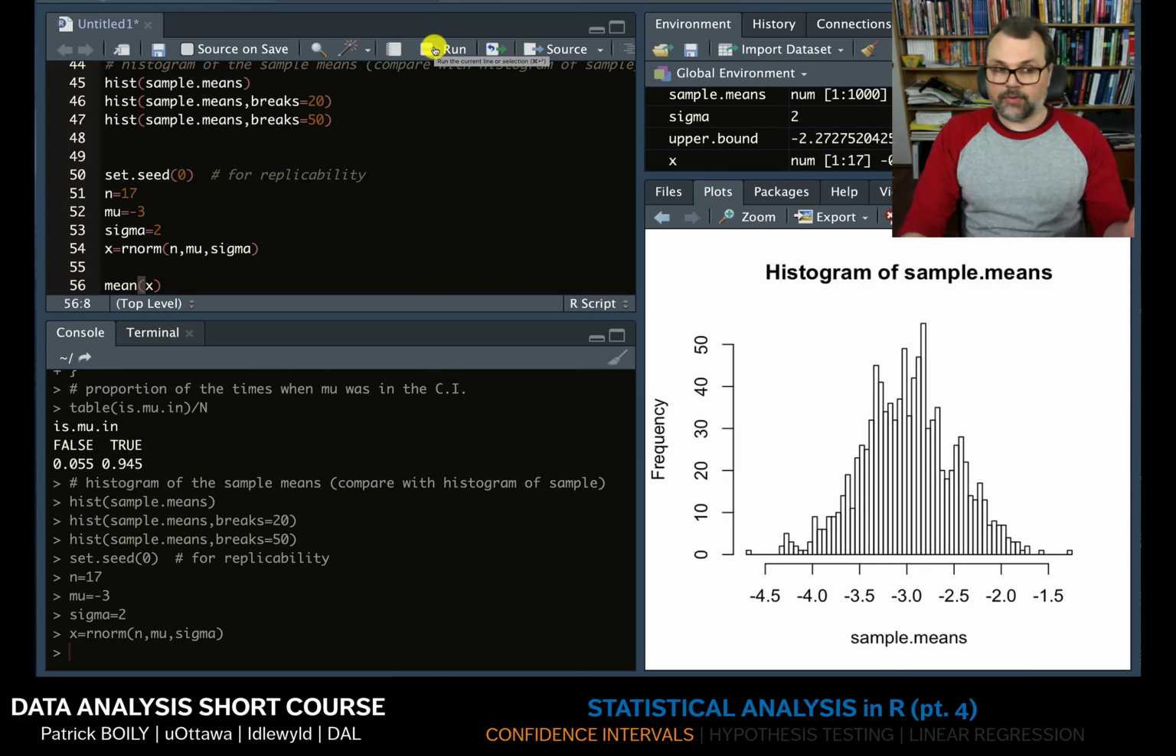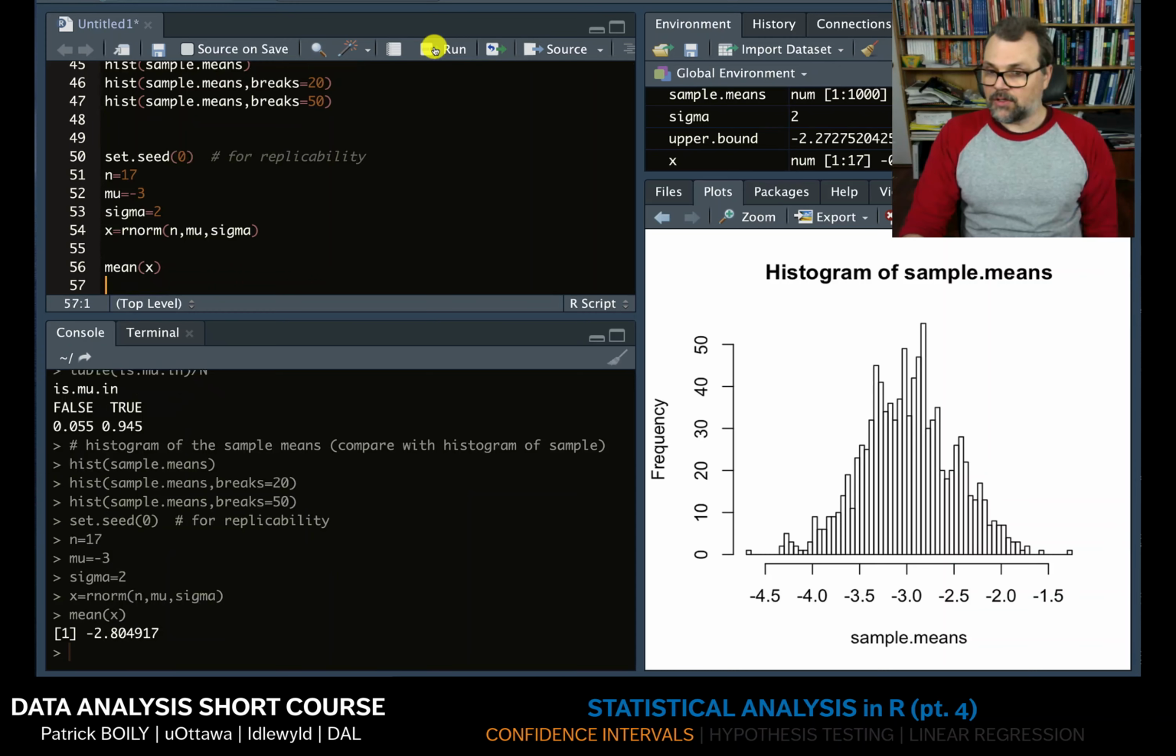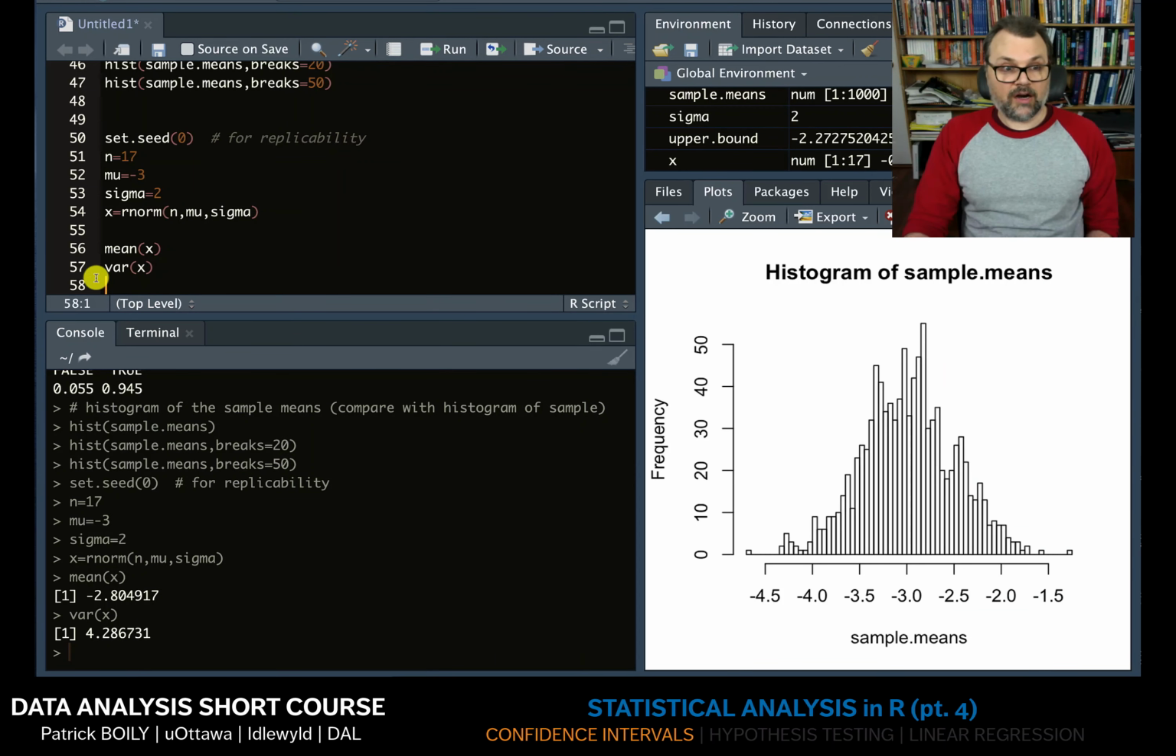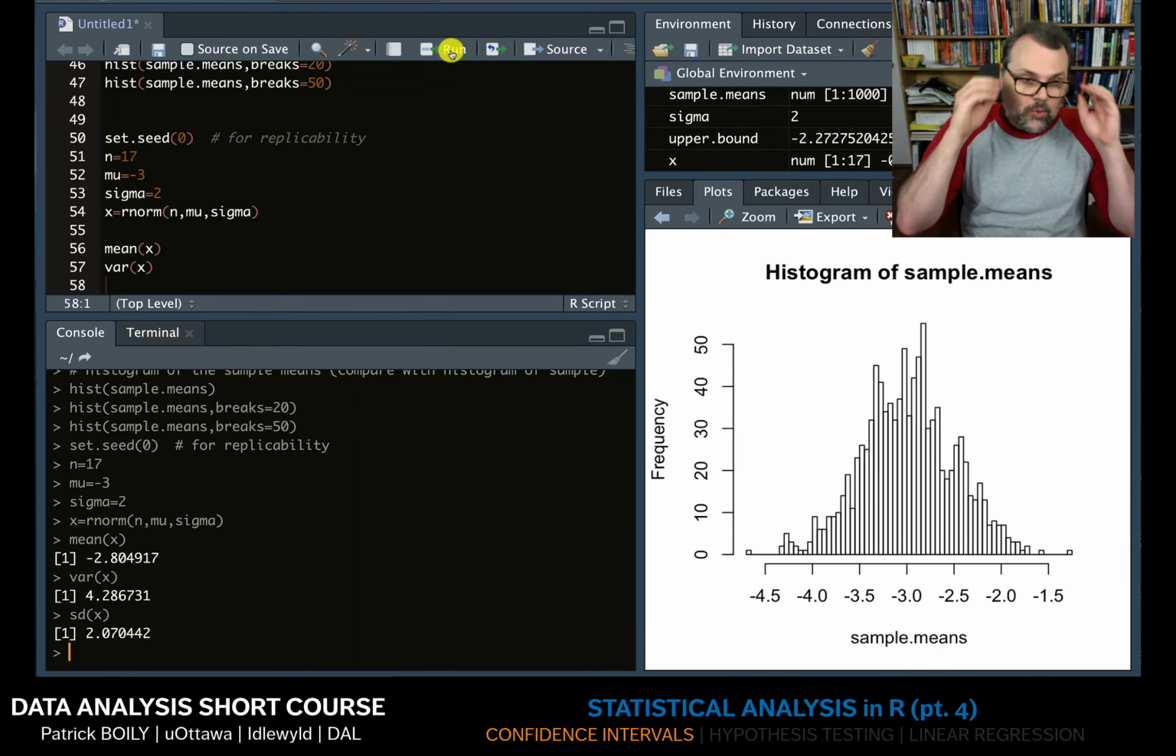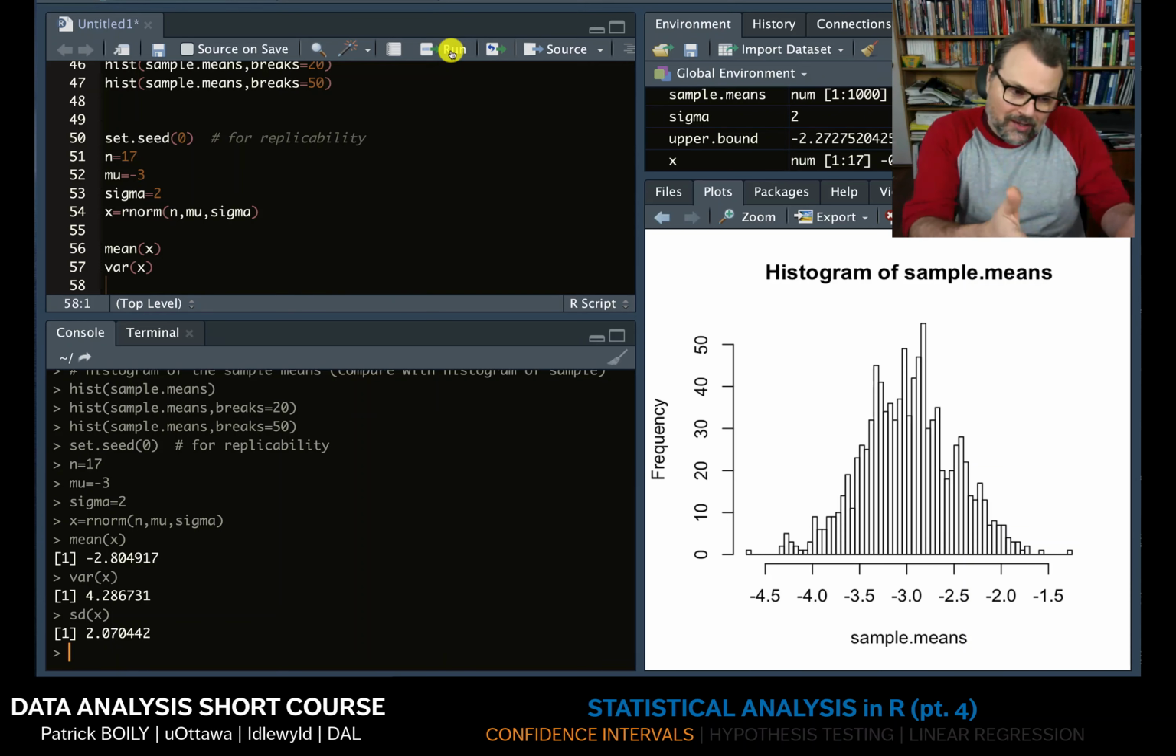We can still compute the sample mean, that hasn't changed. The sample variance, we call the var function in R, and it gives me 4.28. That's the variance. If I wanted to know what the standard deviation was, call SD, 2.07. So the sample standard deviation is close to the true standard deviation that was used to generate the sample, but at the risk of repeating myself, we don't actually technically know what that standard deviation is. So I'm just looking at this and I'm saying it looks like it's 2.07.